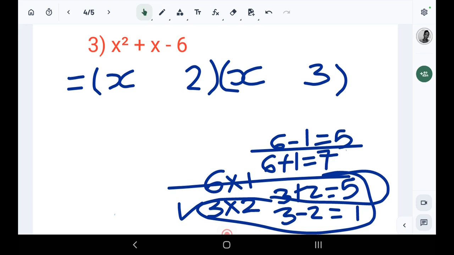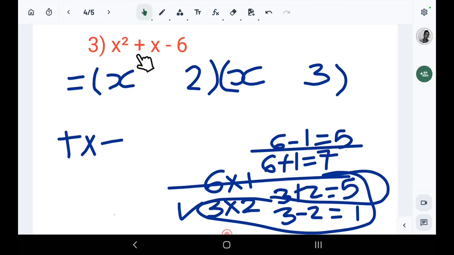Now, what we need to figure out is what we do next. Where do we put a plus and where do we put a minus? Why is that the case? First of all, in order to get a negative on the last term, we'll have to multiply a positive by a negative. Now, the question is, where do we put a positive and where do we put a negative? What we do is we look at the middle term. The middle term will tell us where we put a plus and where we put a negative.